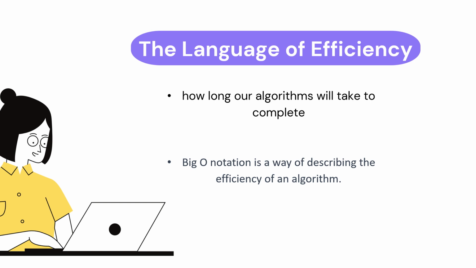Big O notation is a way of describing the efficiency of an algorithm. It's like having a universal language to discuss how our code performs. Instead of saying this algorithm is faster than that one, we can say the time complexity of this algorithm is big O of n, while the other is big O of n squared.